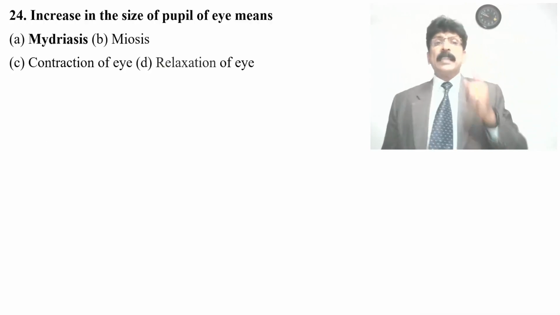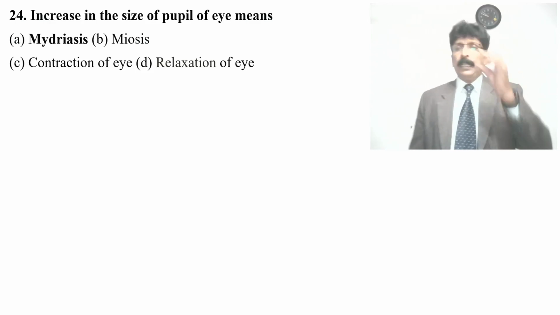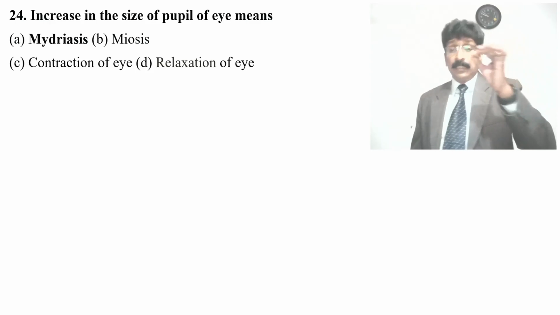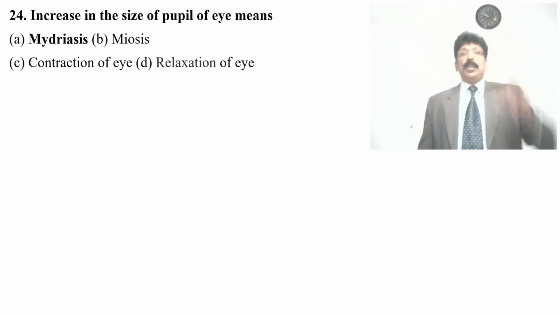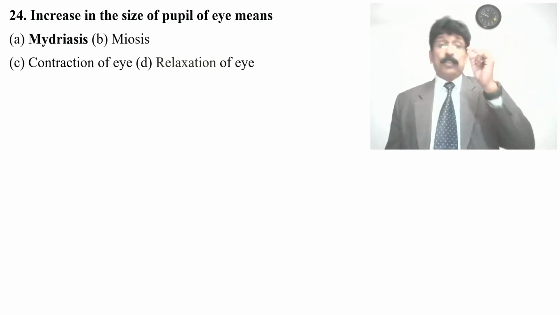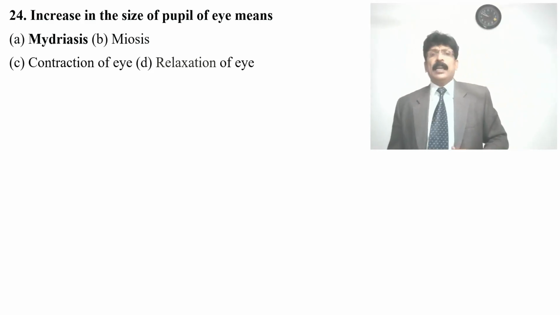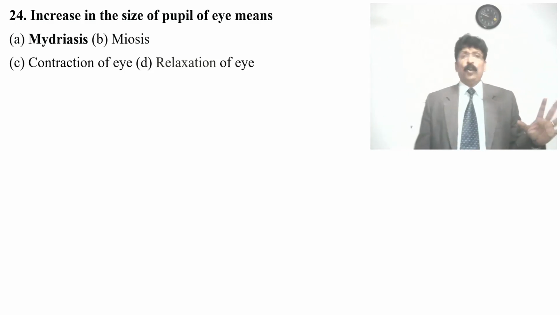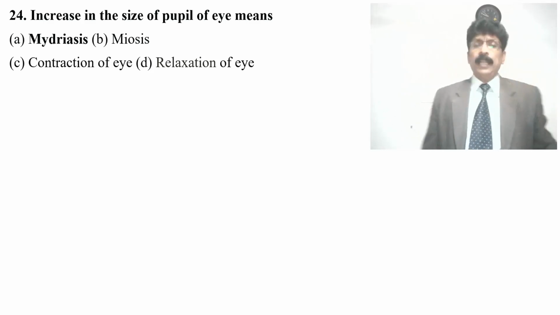And you can see the increase in size of the pupil. Increasing the size of the pupil is mydriasis. Actually small in size is miosis, like that you can remember, miosis, mydriasis. So this is increasing the size of the pupil, that small aperture or hole present in the eye, which is mydriasis. They have given choices as miosis, contraction of the eye, relaxation of the eye. No, when the size of the pupil is increased, it is called mydriasis.